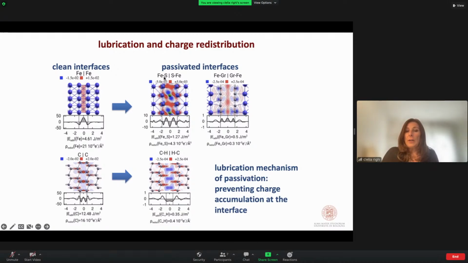For example, if we cover an iron surface with sulfur atoms, and we mate it with a clean iron surface, we can see that the charge redistribution is much lower. This scale from 0 to 10 is lower than this one, the charge redistribution that occurs for clean iron. And the adhesion is highly reduced, and this reduction reaches one order of magnitude when we cover the two iron surfaces by graphene, and also the charge accumulation at the middle of the interface is highly reduced.